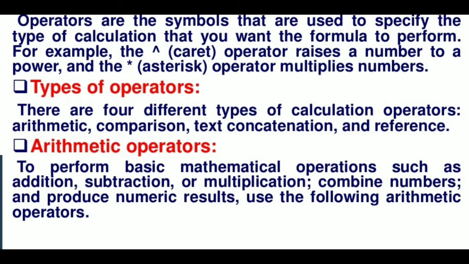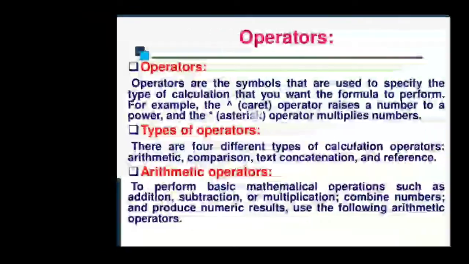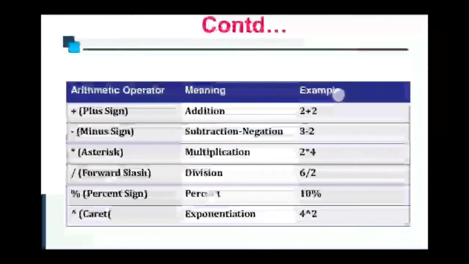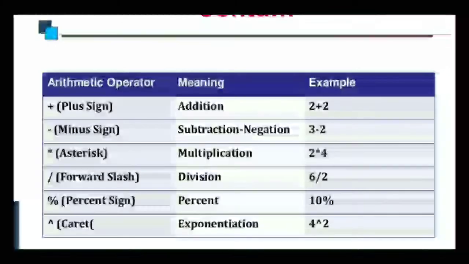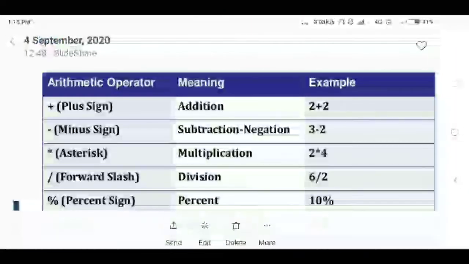So what are these basic arithmetic operators? We normally use addition, subtraction, multiplication, and division. Examples of arithmetic operators are given on the next slide. Let's see. These are the arithmetic operators. First is addition, the plus sign. In MS Excel, we use the plus symbol, and for example, we can write 2 plus 2 here. This is the arithmetic addition operator.